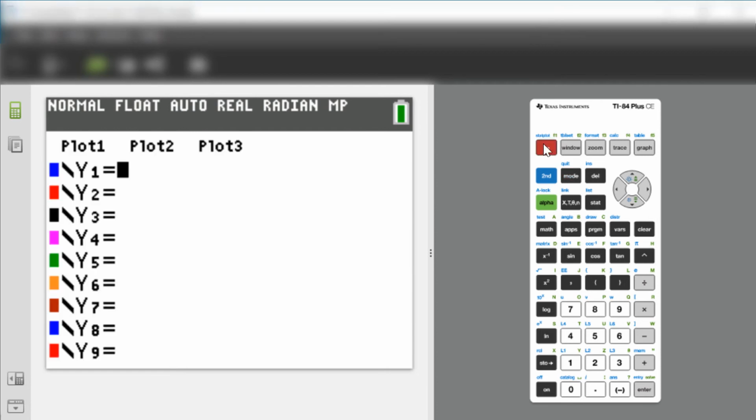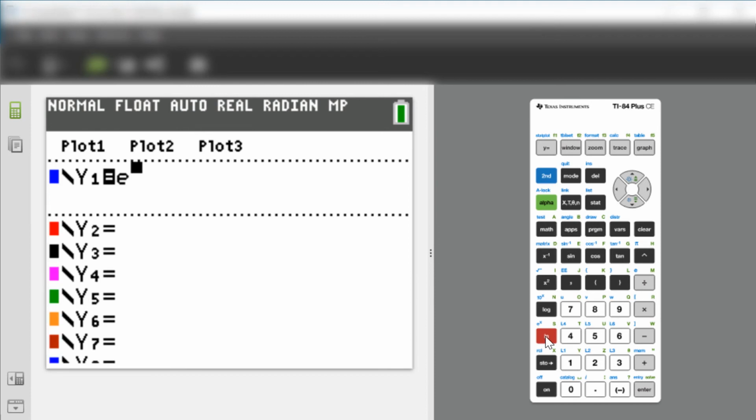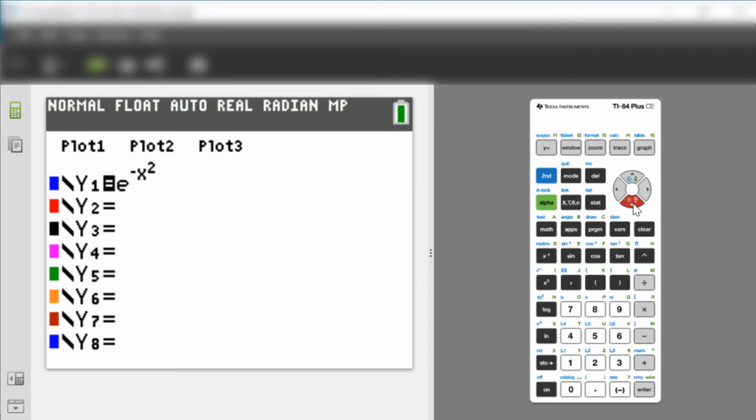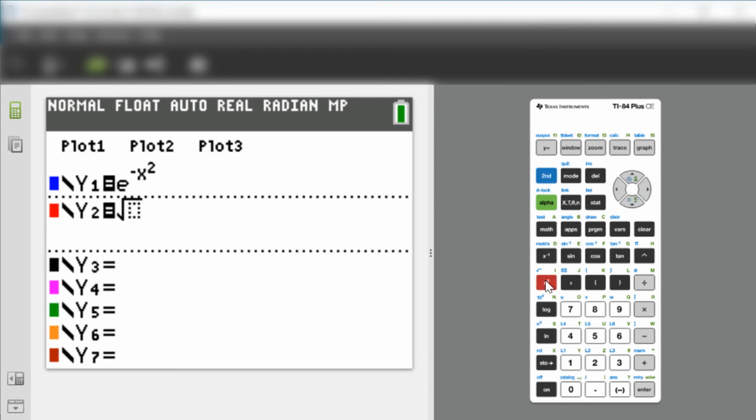So let's go to y equals, we can put in the graph for y sub 1. We will do second ln, which gives us the e. We want to raise it to the negative of x squared. So that's our y sub 1. And for y sub 2, I'll hit second x squared, which will give me the square root. I want the natural log, but now I need the absolute value as well.